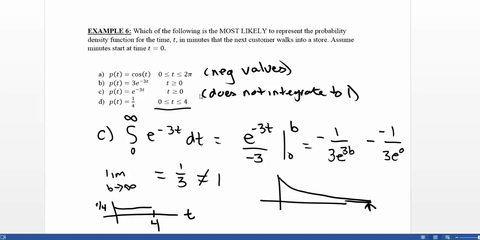Therefore, the most likely density function, probability density function here, is going to be B, 3e to the negative 3t. It's positive, it integrates to 1, and it allows for any amount of time to pass before the next customer walks in.